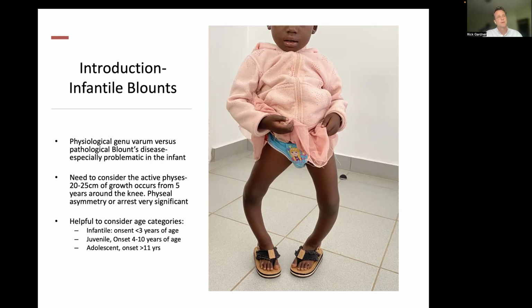And that can be something that occurs with no underlying cause, and sometimes there can be an iatrogenic cause following surgery. So we do have to be very aware of this.